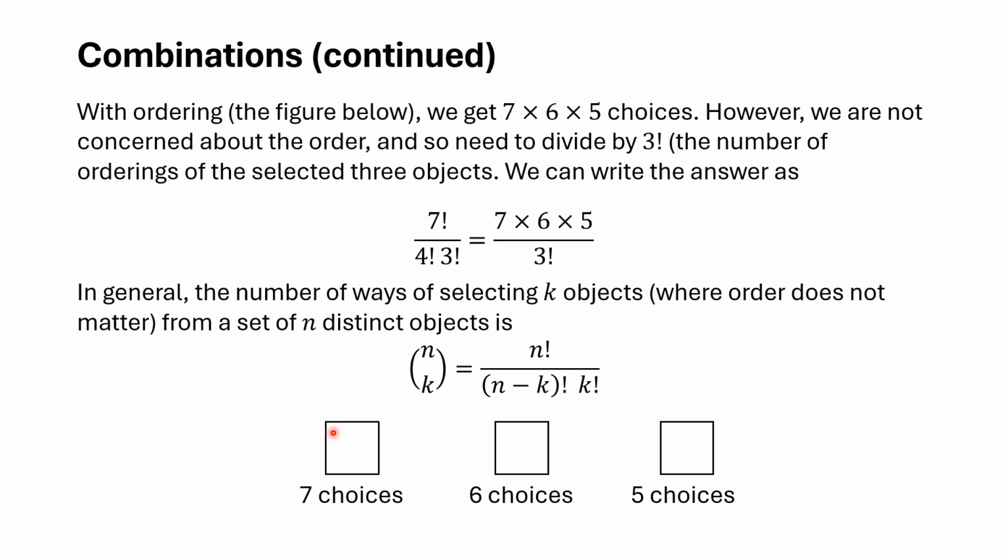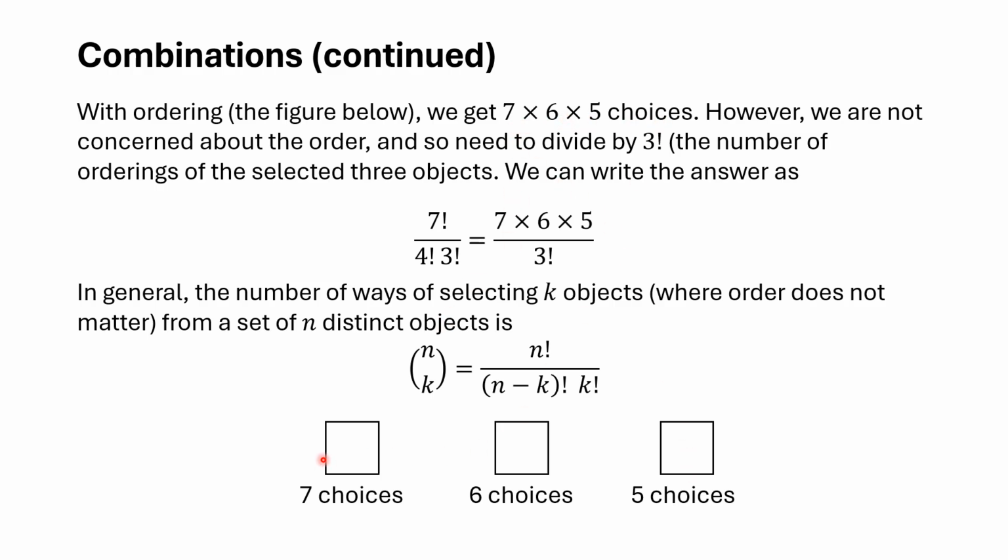Okay, so let's work our problem for 7 distinct objects, and we want to draw out 3. Just looking on the bottom here, for the first choice we have 7, so we pick one of the 7 objects. That leaves us with 6. So we have 6 choices for the next slot, so to speak, and then we have 5 choices for the third slot. So that gives us 7 times 6 times 5 choices.